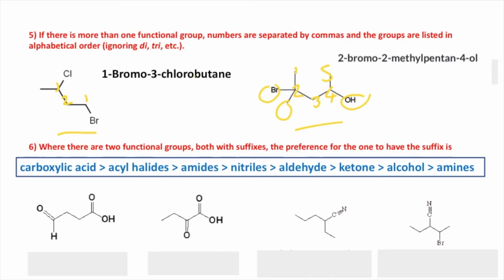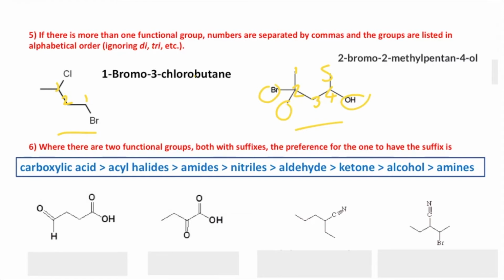Right, so going on to our next rule, where there are 2 functional groups, both would like to end the name, so with suffixes, the preference for the one to have the suffix goes in that order. So carboxylic acid always wins, followed by acyl halides, then amides, nitriles, aldehydes, ketones, alcohols, and amines. So now we know that, let's try naming these compounds here.